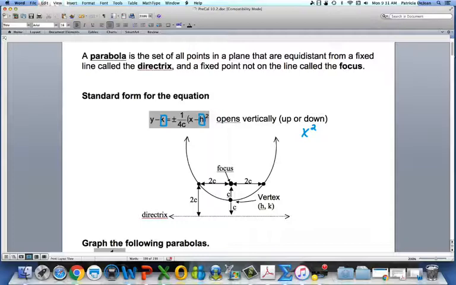There is a line called the directrix behind the parabola, or below it, or above it if it opens down, and a fixed point that's inside the parabola, inside the cup of the parabola, called the focus. And that will be the focal point when we talk about mirrors and lenses. Okay, so we know that.